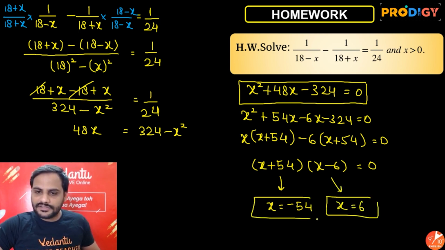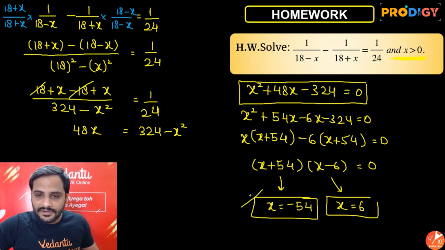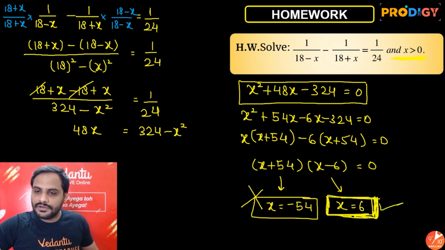Now one more condition: if you read the question carefully, they have clearly told x is greater than 0. So on this I will remove this value, x equal to minus 54. This will not be acceptable. So only one correct answer, that is x equal to 6. Alright, so there is only one acceptable value, that is x equal to 6.